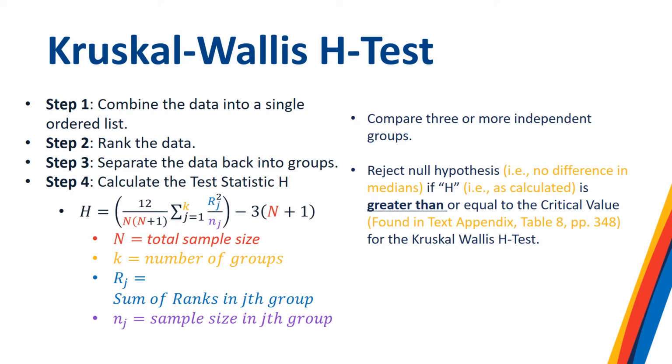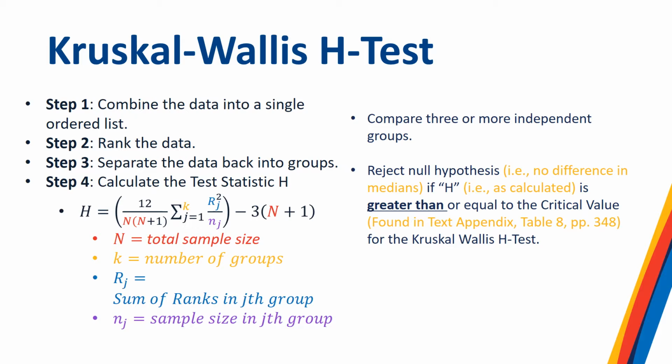All it includes is the formula requires you to know the total sample size, the number of groups, the sum of ranks in each group, and the sample size in each group. And then you can reject the null hypothesis if the H-test is greater than or equal to the critical value found in your textbook, in this case on page 348, table 8. In this case, you can see that I bolded and underlined greater than, because the other ones required you to reject the null hypothesis if the test statistic was less than the critical value. Here it's greater than.